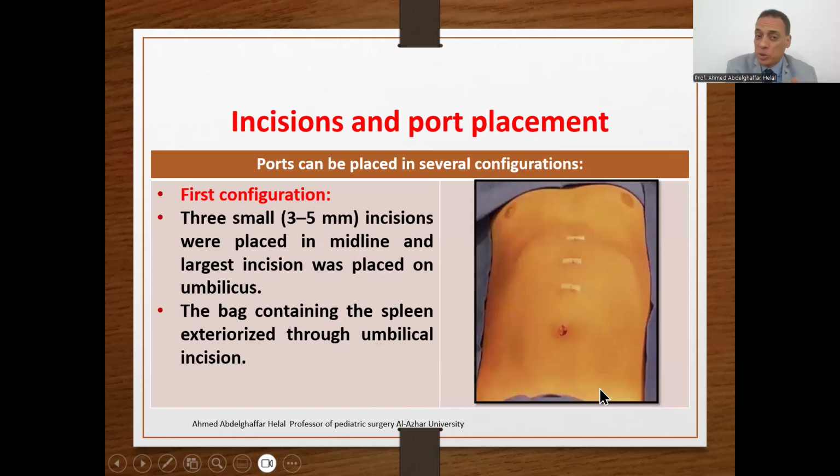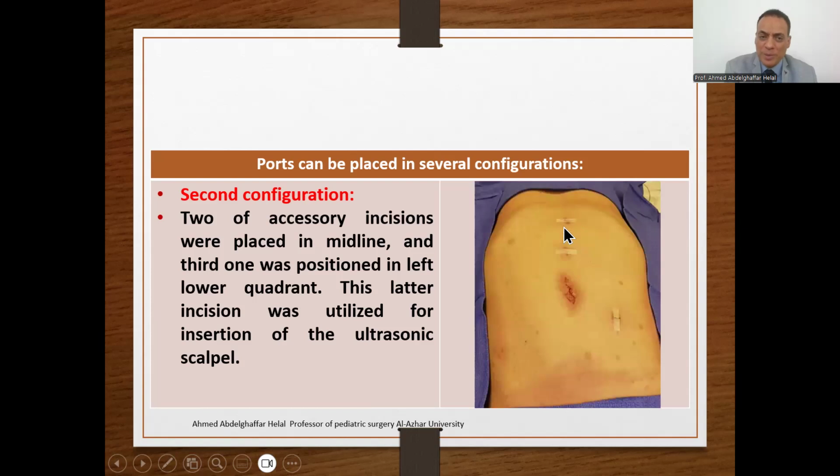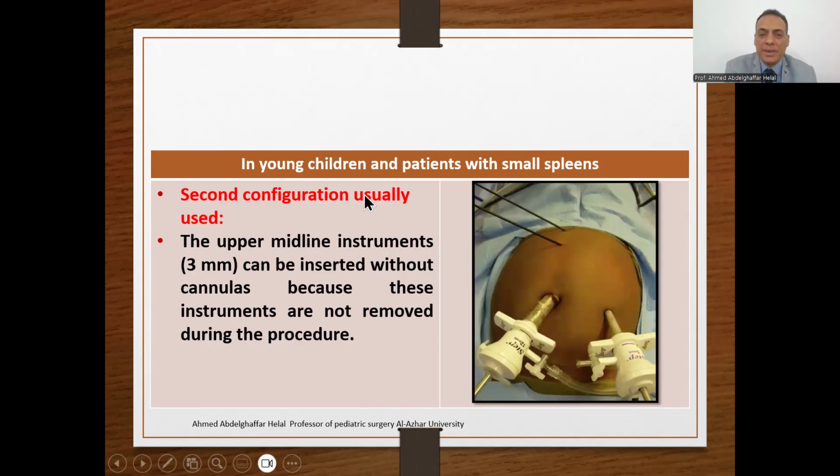Incisions and board placement: we may have two configurations. You may perform 3 small incisions in the midline, the largest used in the umbilicus, and the spleen can be extracted through this umbilicus. Or you may perform 2 incisions here and a third one in the left lower quadrant for the insertion of the ultrasonic device. This is the second configuration, and it is usually performed in young children and patients with small spleens.